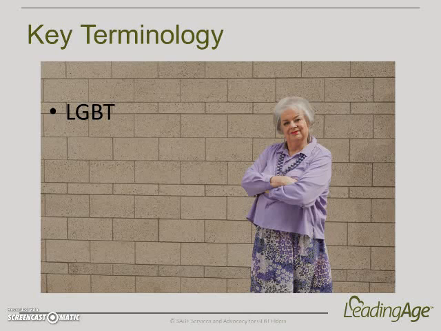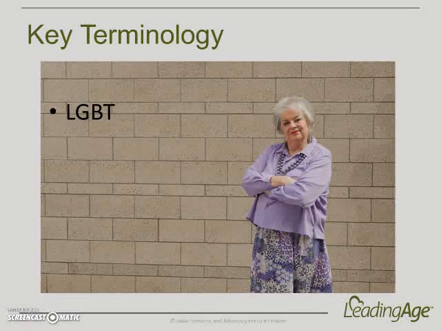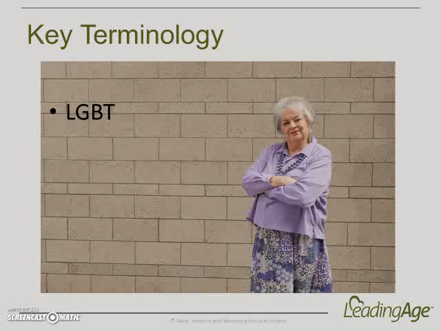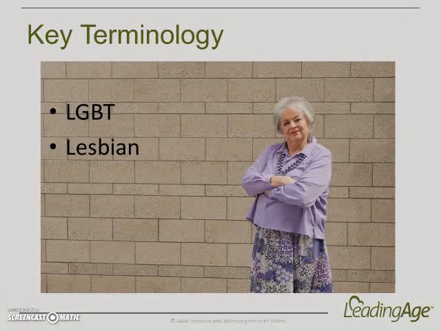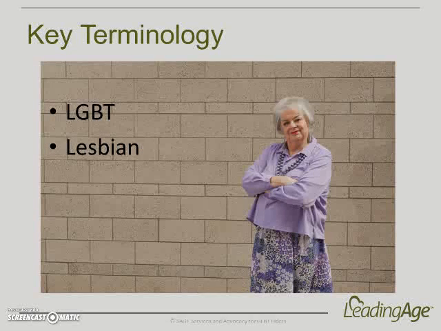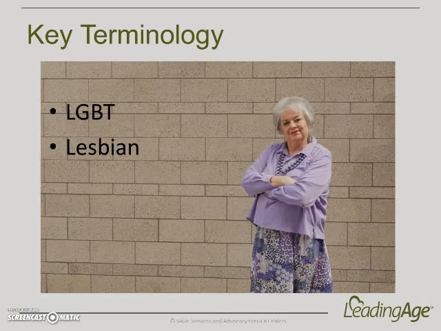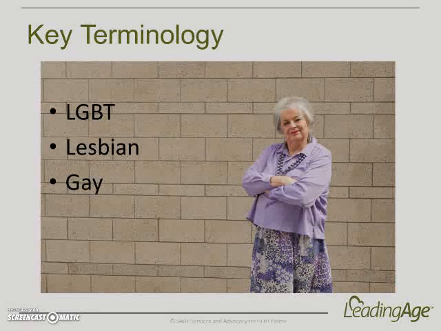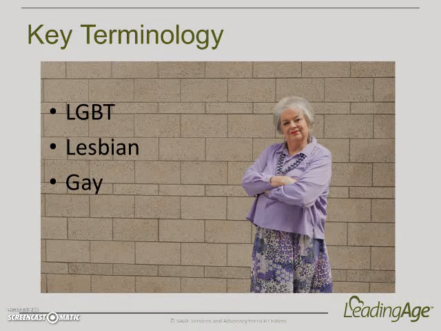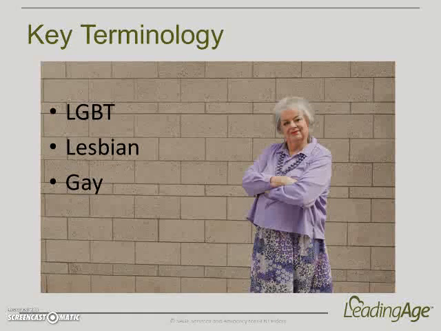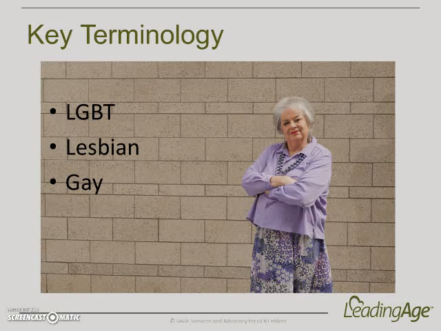LGBT is an acronym that stands for lesbian, gay, bisexual, and transgender. It can also be written GLBT, and there's no difference in the meaning between those two acronyms. Lesbian describes a woman whose primary emotional, physical, and romantic attractions are for other women. Similarly, gay describes a man who is attracted to other men, or it can also be an umbrella term that signals same-sex attraction. So for example, a woman might describe herself as a lesbian, or she might describe herself as a gay woman. There's no difference in meaning between those two terms.